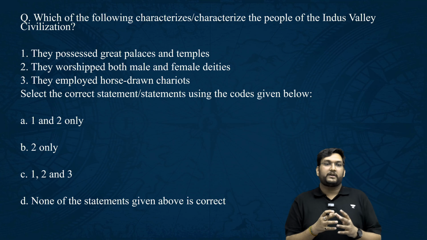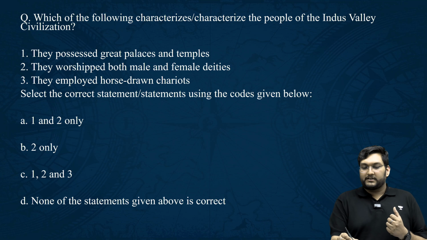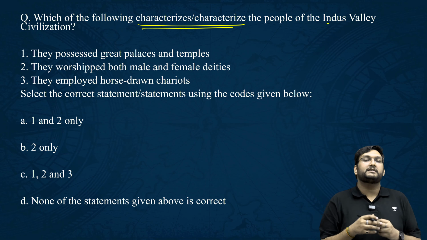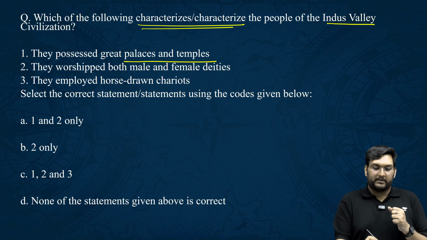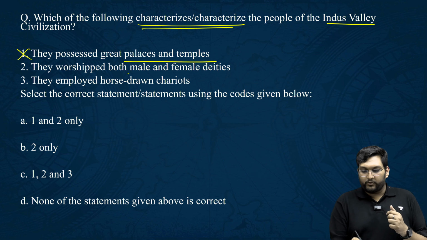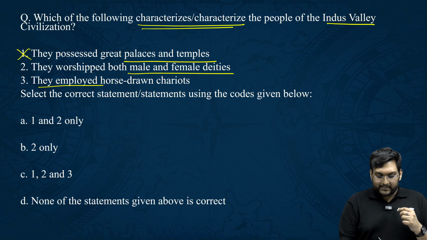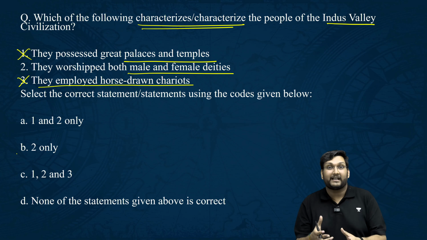Same way, this question is based on the idea of whether you understand the characteristics of the Indus Valley civilization. Did it have palaces and temples? No, it did not have. Did they worship both male and female deities? Yes, they did. Did they employ horse-drawn chariots? No. So here the answer becomes 2 only, but again you need to know the characteristics.